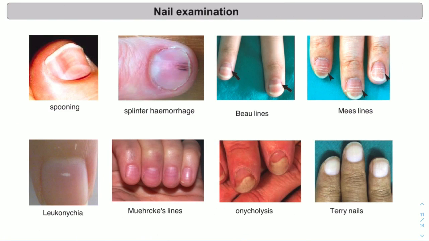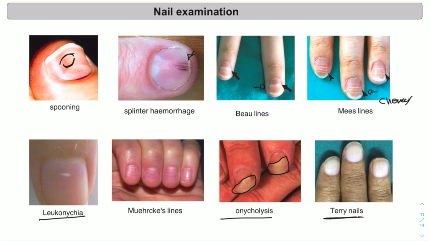Here are the pictures demonstrating this for you. First one is spooning. You can see it's concave. Splinter hemorrhage, which is bleeding under the nail plate. Beau's lines, as you can see them, and Mees' lines. These lines can be seen in chemotherapy. You can see onycholysis here. Onycholysis is described as the separation of the nail.